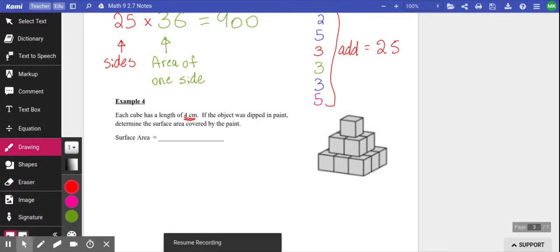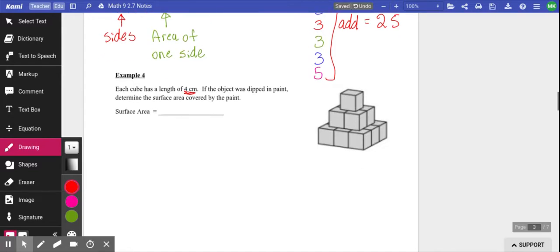Each length of the cube is 4. So if you wanted to find the area of one face, it'd be 4 times 4 equals 16. It's probably smart just to figure that out right off the start. I should have done that last time. It would have been more efficient. So find the area of just one face.